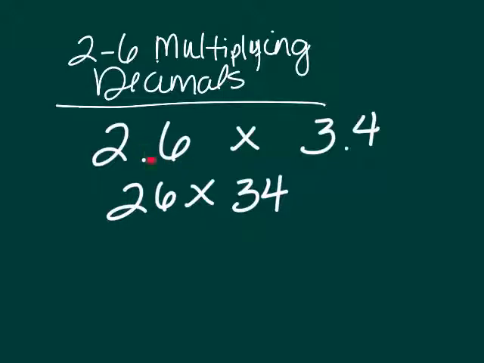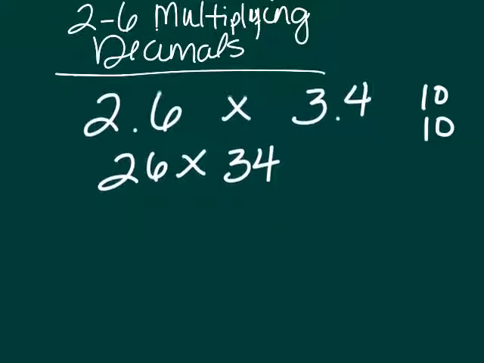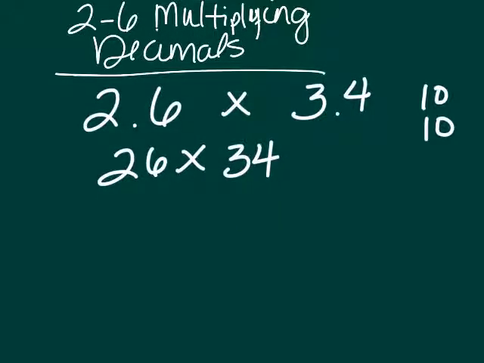26 is 10 times as big as 2.6. And 34 is 10 times as big as 3.4. So we actually multiplied that by 10 and by 10. We moved the decimal out 2 spaces, one there and one there. So the secret with decimals is that if you want to just ignore them temporarily, you can do that as long as you remember to add them back.